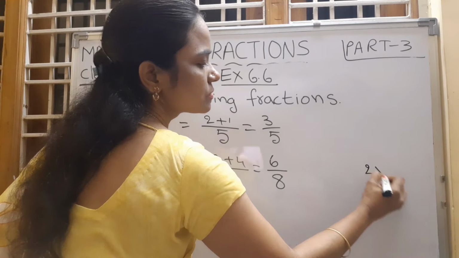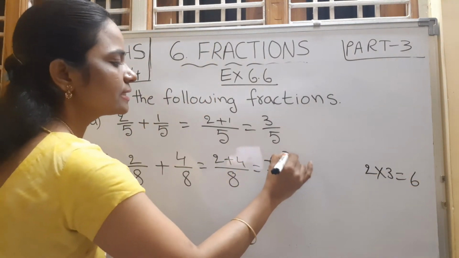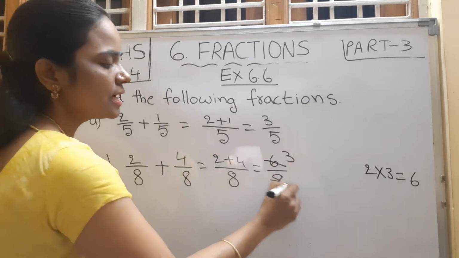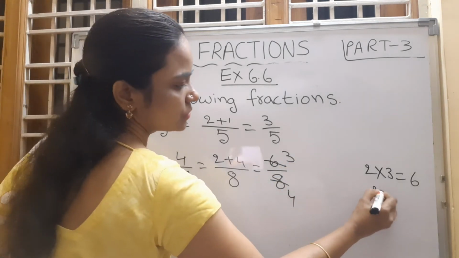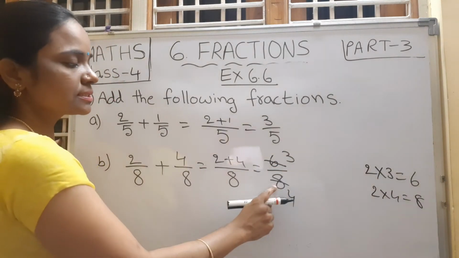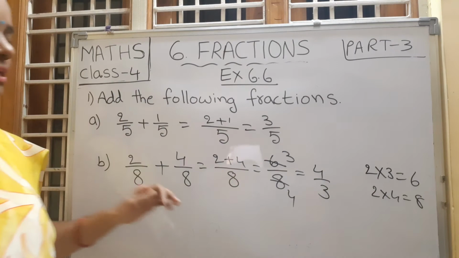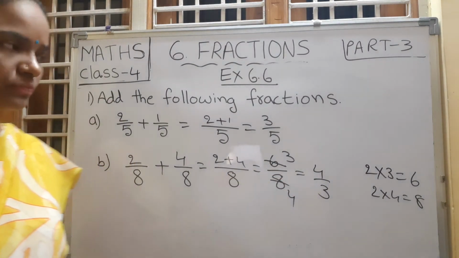2 threes are how much? 2 threes are 6, so cut and write down 2. 2 fours are 8. So 3 by 4 is the final form. Further, we can't simplify it. Okay.